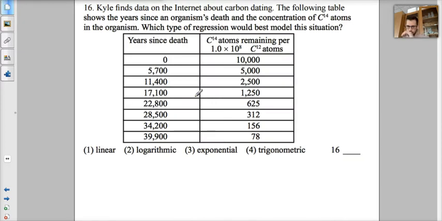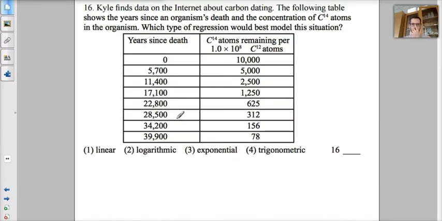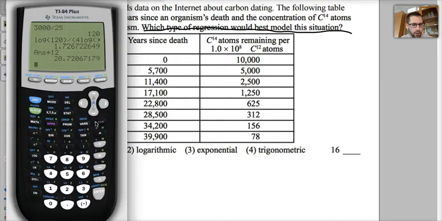Alright, number 16. Let me just actually double check that. 15 is 2. Yes, good. Okay. 16. Which type of regression will model the situation? That's all I need to know. Alright, so it's really dropping quickly. I'm going to graph it. Honestly, I think that's probably the best way to go.